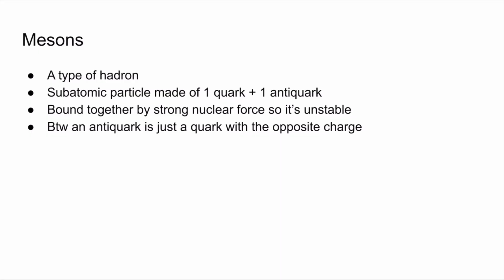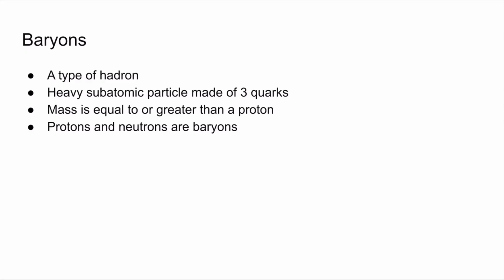First, let's take a look at mesons. So this is a type of hadron that is made up of 1 quark and 1 antiquark. The quarks are bound together by strong nuclear force, so it's considered to be very unstable. Also, an antiquark is just a quark with the opposite charge. And this stuff is super easy because everything you need to know is on the reference table. Now, a baryon is the other type of hadron, and it's made up of 3 quarks, and protons and neutrons are considered to be baryons.